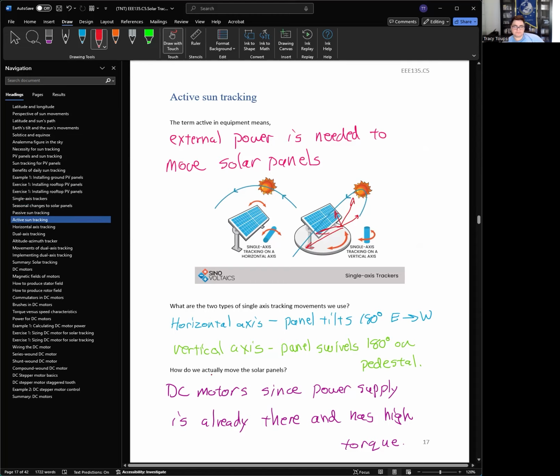Okay. So, yep. What are the two types of single axis tracking? Horizontal axis, where the panel literally just tilts 180 degrees from east to west, or vertical axis, where the panel swivels 180 degrees on the pedestal. Okay. How do we actually move the panels? You have to use DC motors, right? It's kind of convenient because you use DC motors to have high starting torque, right? You don't need a lot of speed for this, but you need a lot of power because solar panels are heavy. And the power supply is already there because the solar panels output DC power to begin with. So it's kind of both the best worlds. You naturally will use a DC motor for this application.